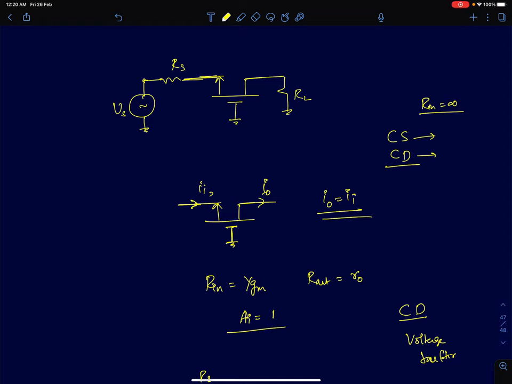Now in case of a common gate amplifier, where the gate is the common terminal, input is at the source and output is at the drain, we said the input resistance is approximately equal to 1 by gm. And that's a very small number. That's what distinguishes the common gate amplifier from the other two configurations. Output resistance of a common gate amplifier is also very high, close to R0. If you take a single common gate amplifier with RS equal to 0, the output resistance is R0. And input resistance is very low, output resistance is very high.